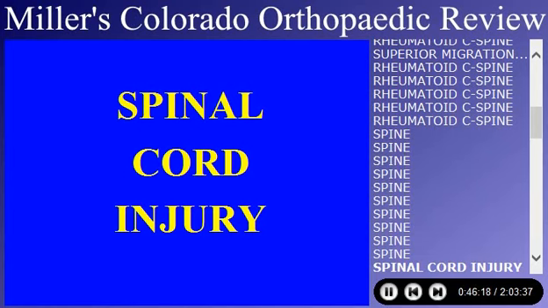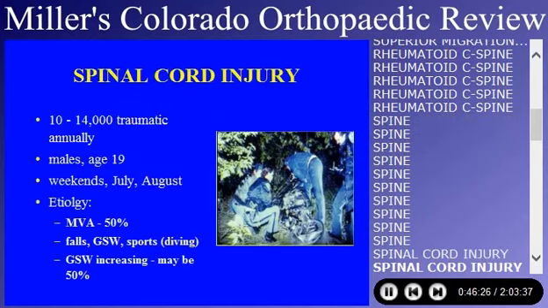Okay. Let's get to spinal cord injury now. There are still somewhere between 10 and 14,000 traumatic spinal cord injury cases annually. And the tragedy of this disease really is, among other things, the population that you see. It's far more common in males, 3 or 4 times as common in males as in females. And the mode age, meaning the age at which it most commonly occurs, is 19.